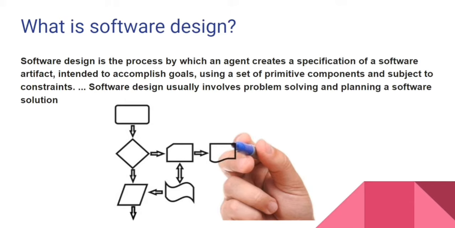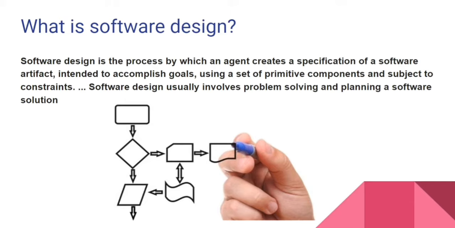Software design is the process by which an agent creates a specification of a software artifact intended to accomplish a goal using a set of primitive components and subject to constraints. Software design usually involves problem solving and planning software solutions. Basically, software design is the graphical representation of a system, and it specifies how the system will work, what functionality the system will deliver, and how these functions are implemented.